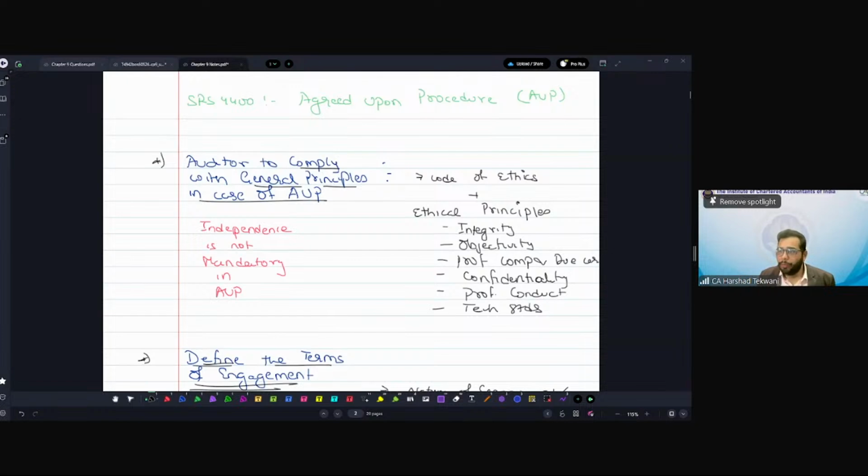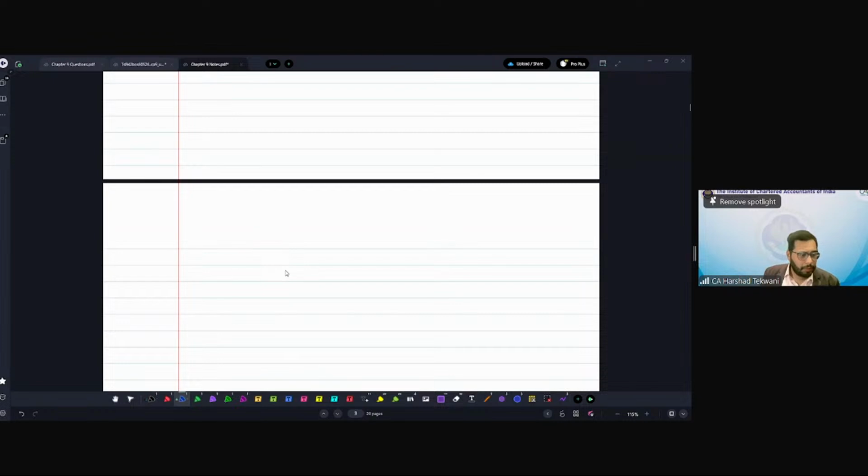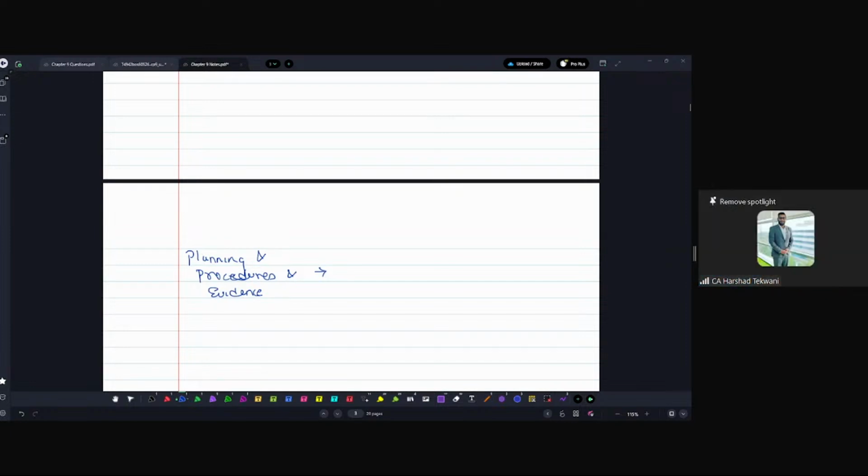Now we will talk about planning and performing. Planning, procedures, and evidence. Now tell me one thing. Simple. Can you have a predefined planning for these kind of engagements? Like one planning that can be applicable for each and every engagement? Can you have such kind of things ready? A template, steps, predefined that will be applicable in all the scenarios?